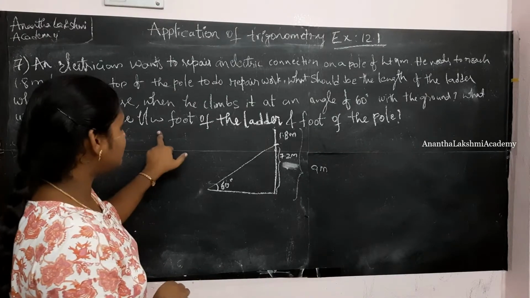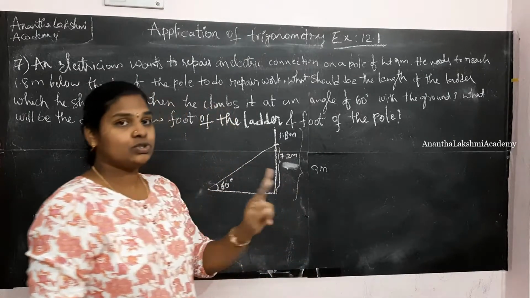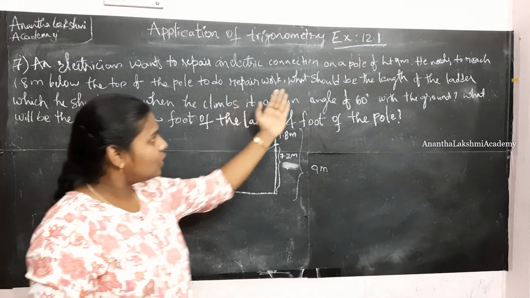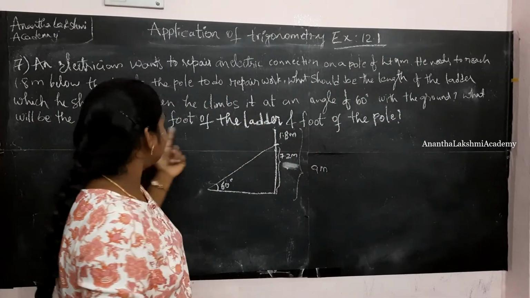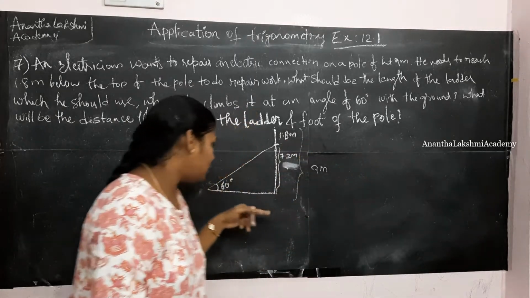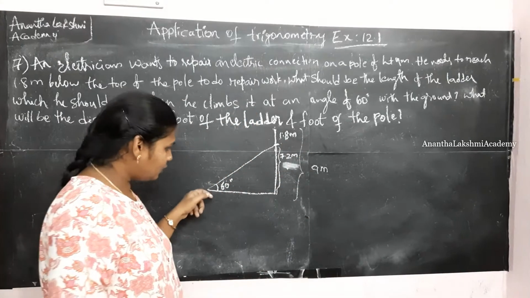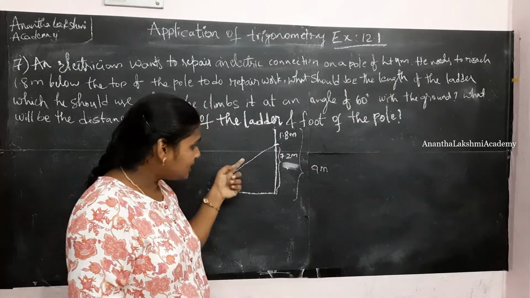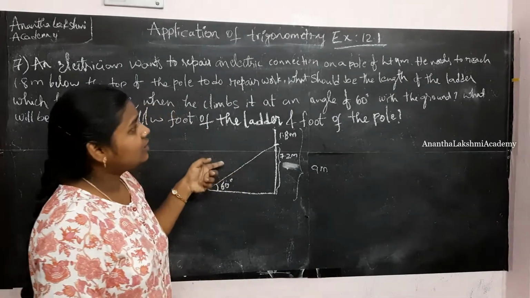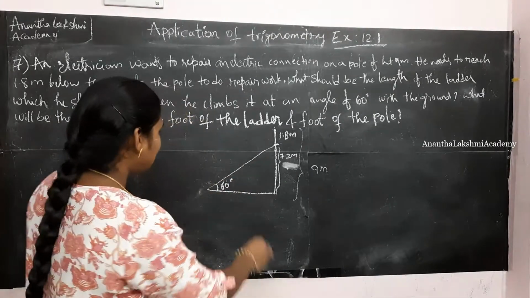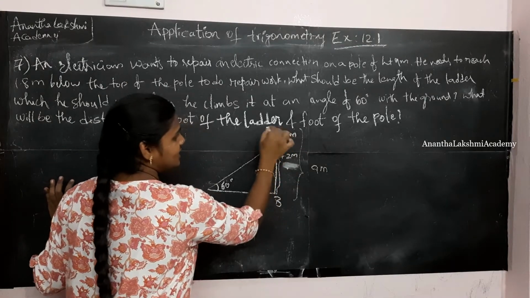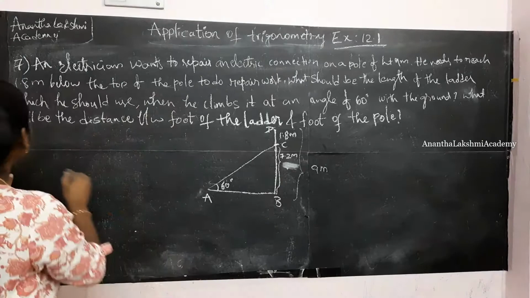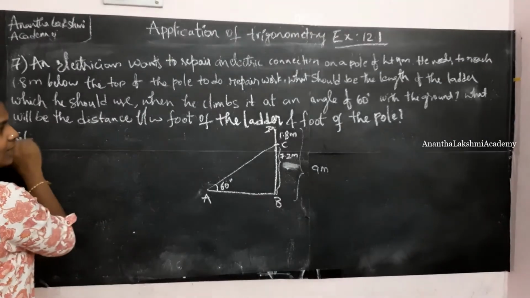Next, what will be the distance of foot of the ladder and foot of the pole? So there are two things which we need to figure out. What should be the length of the ladder is 1. Then what will be the distance between foot of the ladder and foot of the pole? One is this, the distance between foot of the ladder and foot of the pole. And the other is the hypotenuse, which is the length of the ladder. Okay, let's quickly name the triangle A, B, C, D.